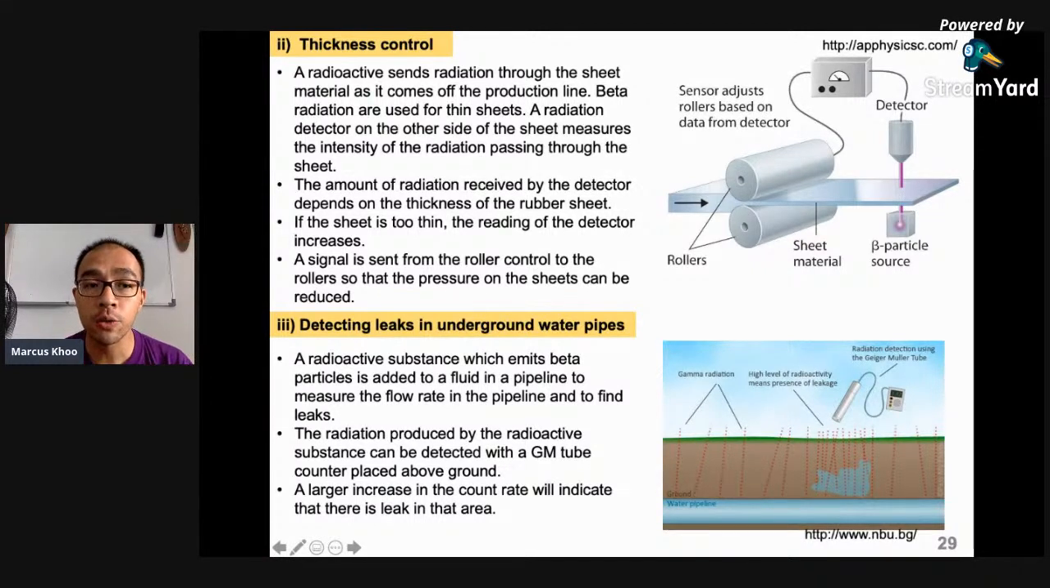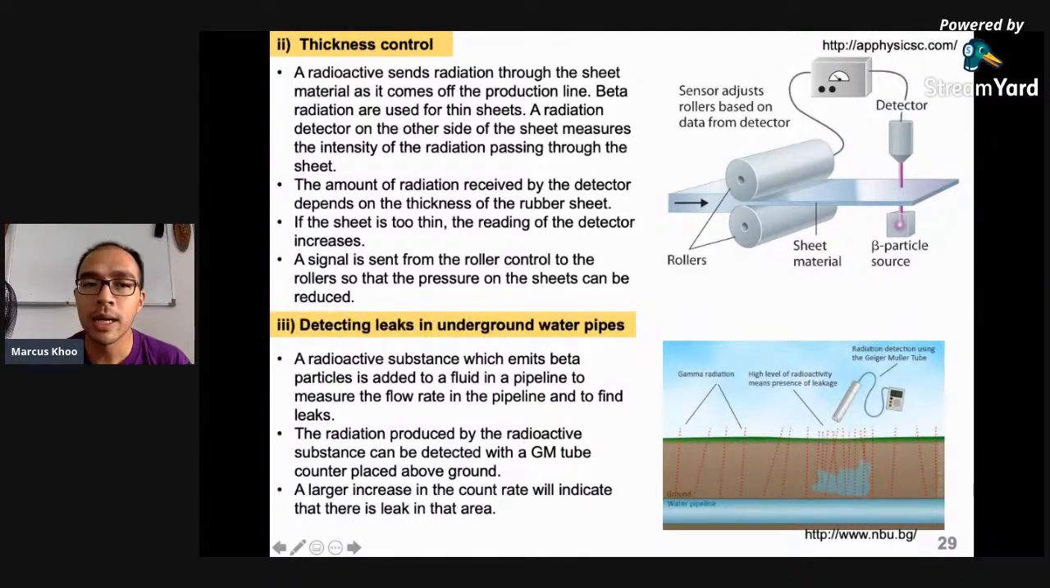Now if the sheet is too thin, the reading of the detector will increase, because a lot of beta particles pass through. A signal is sent from the roller control to the rollers so that the pressure on the sheets can be reduced. So originally, whether it is an aluminium sheet, rubber sheet or paper, it's this thick. After it passes through these rollers, it will be flattened. But we want it to flatten to a certain thickness. And that's where the radiation comes in.